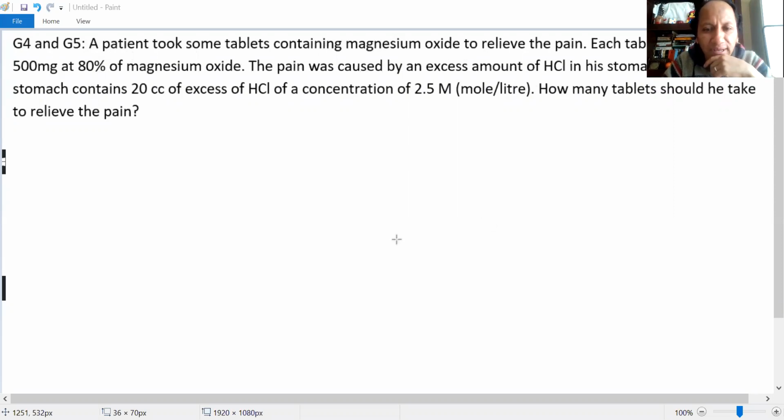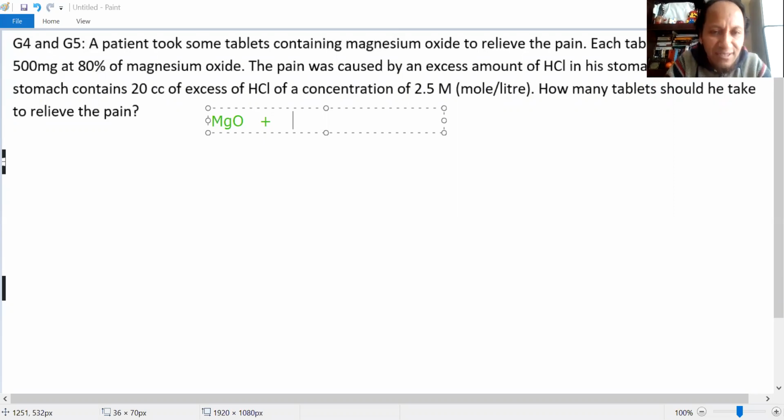When you copy that, you write that it says magnesium oxide, because you have to construct a reaction. Magnesium oxide, good. That's supposed to react with something definitely. Otherwise, each tablet contains 100 milligrams, 80% magnesium oxide. The pain was caused by an excess of hydrochloric acid. If his stomach contains 20 cubic centimeters of HCl, how many tablets should he take to relieve the pain?